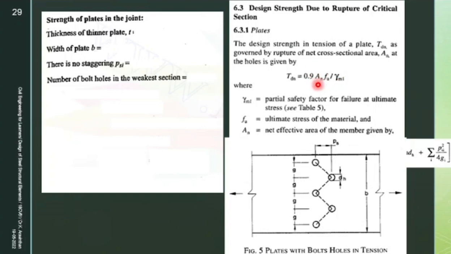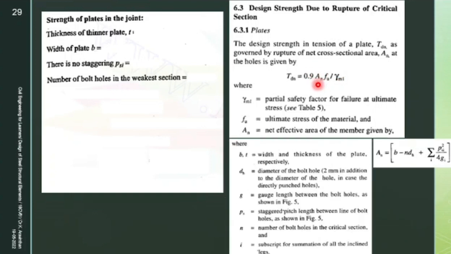How to find An? Either they have given any formula. Below that you check. Do you have any formula? Yes. What is An? b minus n dh plus summation of psi square divided by 4g. This pitch and gauge will be there for staggered pitch only. Okay. Now what is b? What do you mean by b? b is known as what? Width and thickness of the plate.